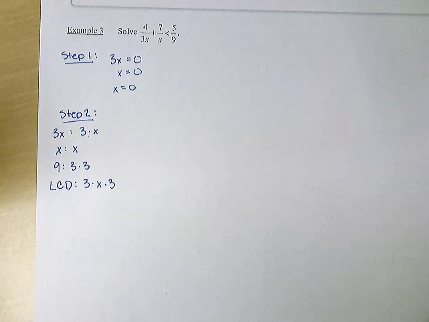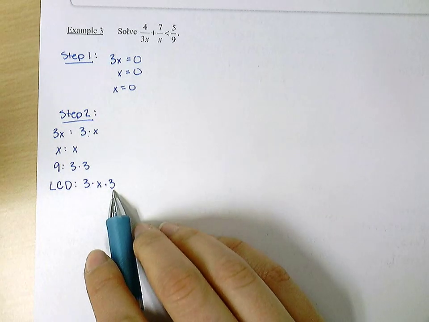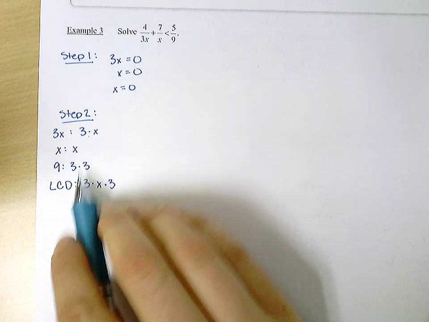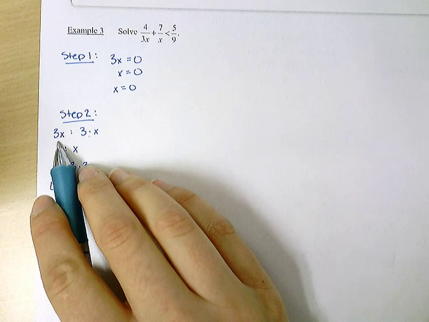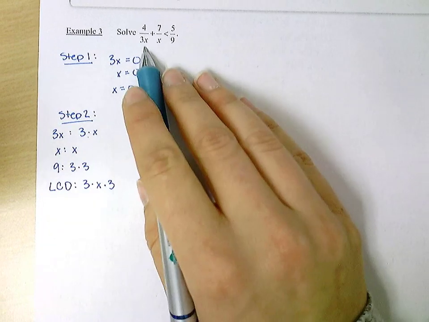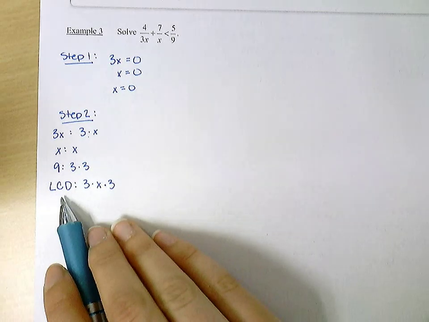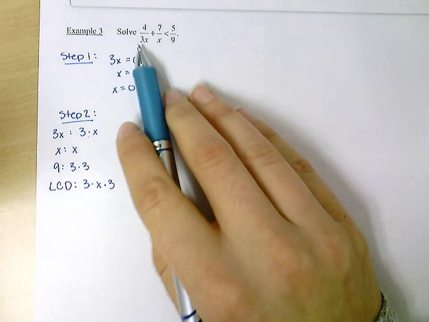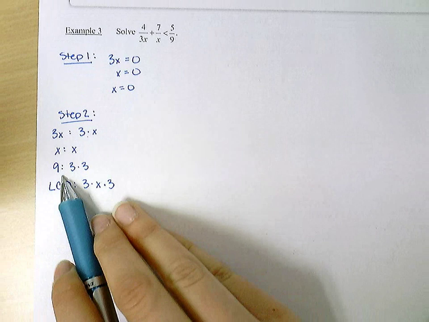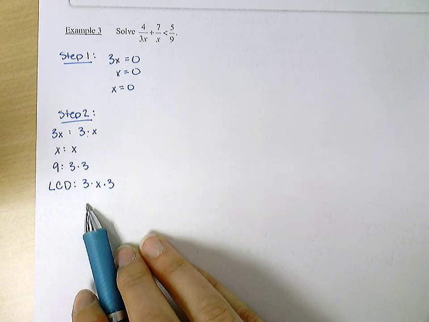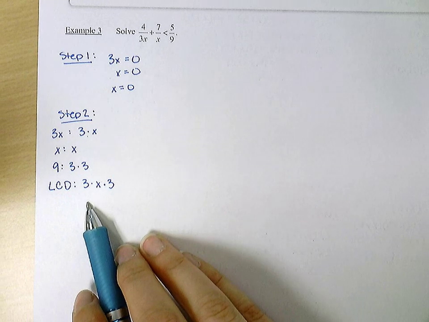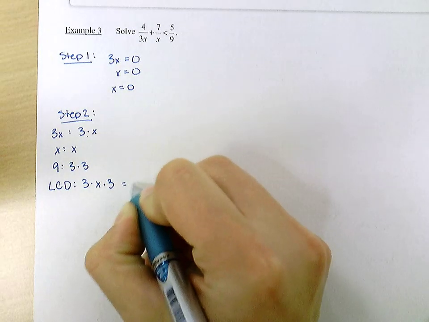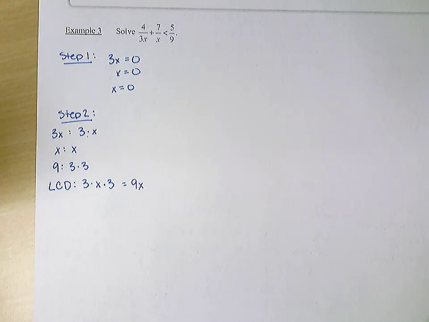Wait, so how did you get 3? Where? Right here? No, the other one? This one? Yes, ma'am. I took the denominator. You're taking each of the denominators to find your least common denominator: 3x, x, and 9. So here your least common denominator is 9x. So that's what you need to multiply each of your fractions by.